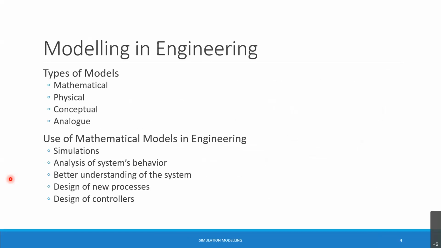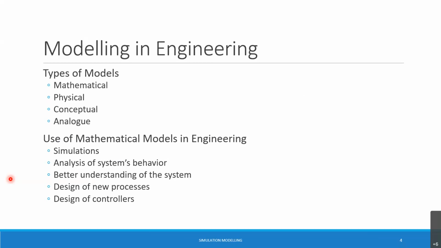So maybe those who have been dealing with models, if you look at the books dealing with modeling, you find different types of models. Broadly, they can be classified into 4 categories that we use in most of the engineering branches. For example, mathematical models. The entire course talks about mathematical modeling here.